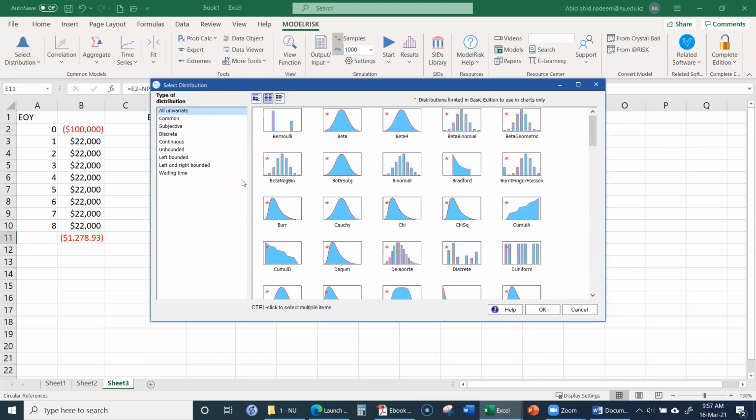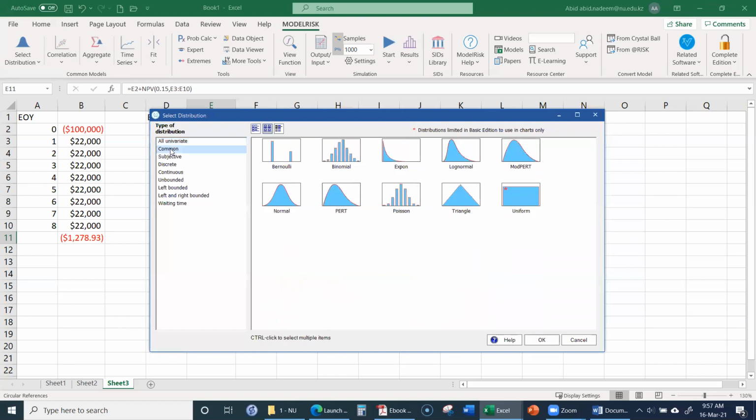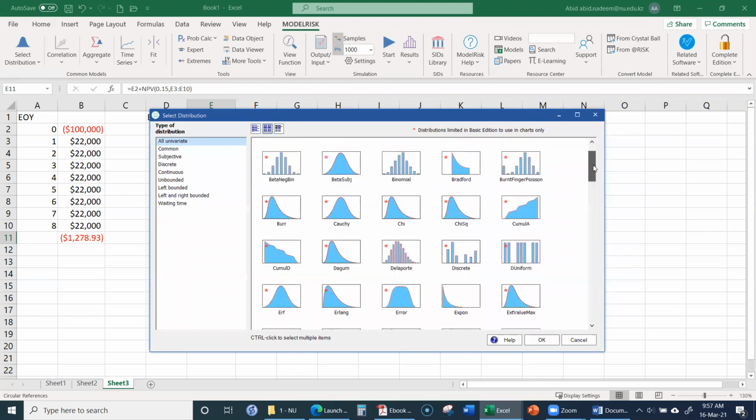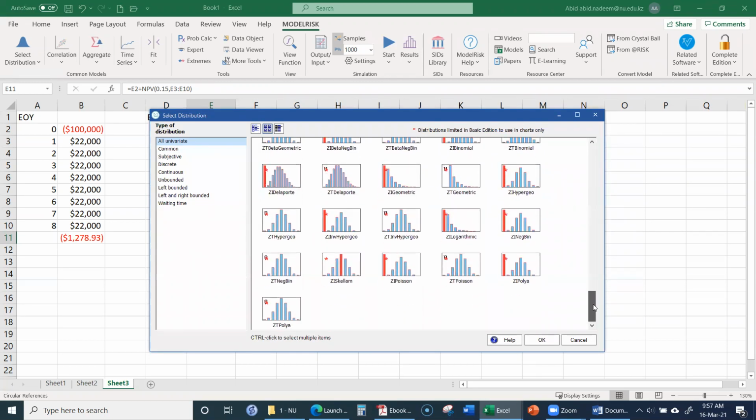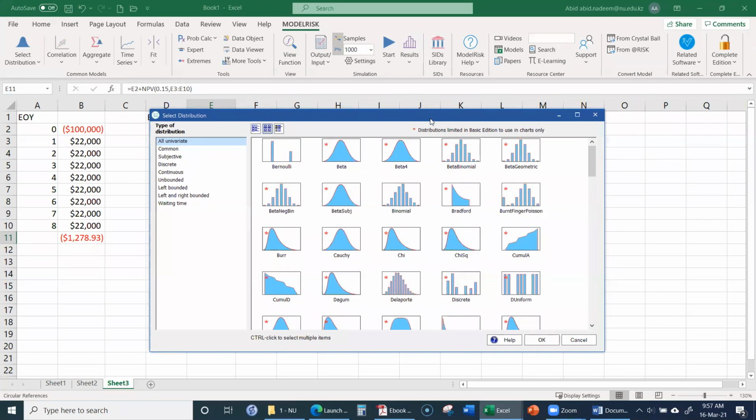Then you will see a chart with a number of different types of distributions. In this case, you will go to the common one. The full version of this program provides you more than 100 different types of distributions. When you install this program for the first time, it will give you like 15 days to try this program with full functionality.